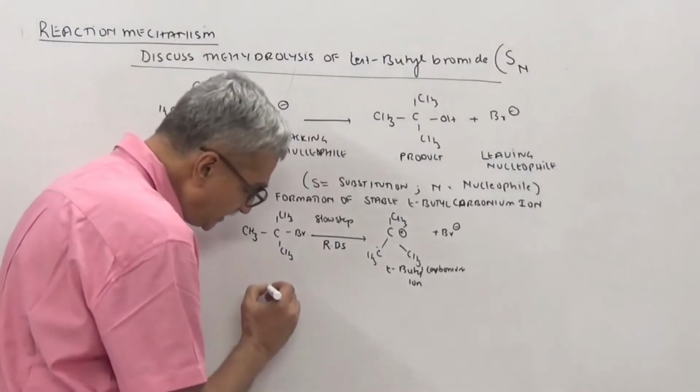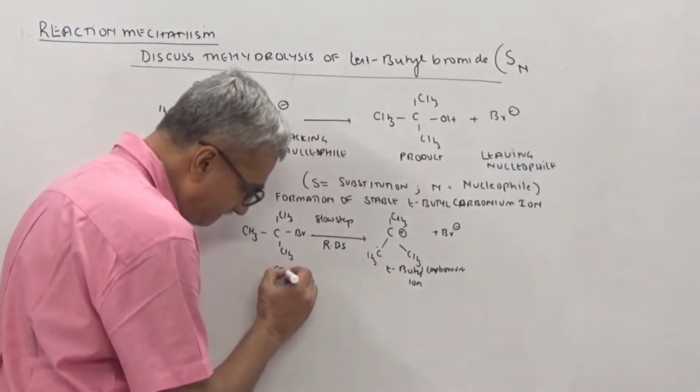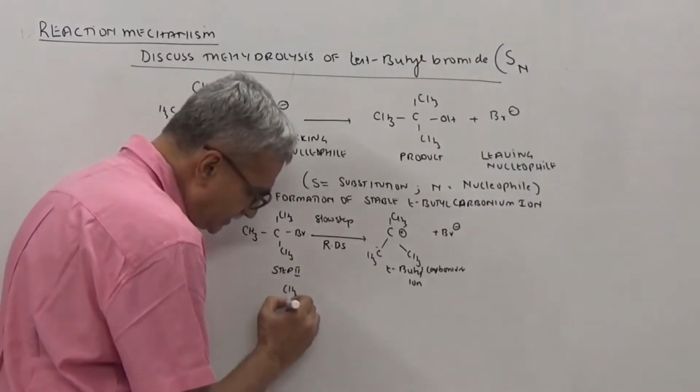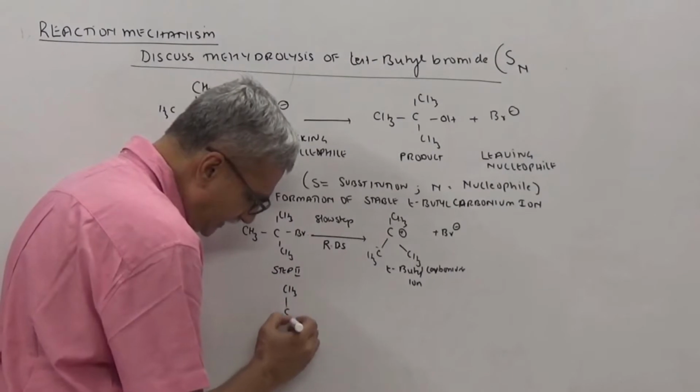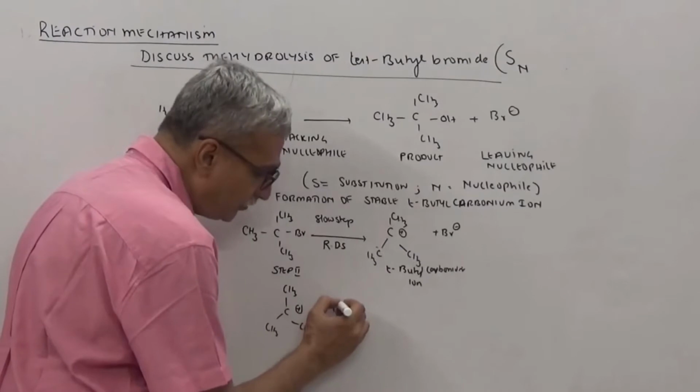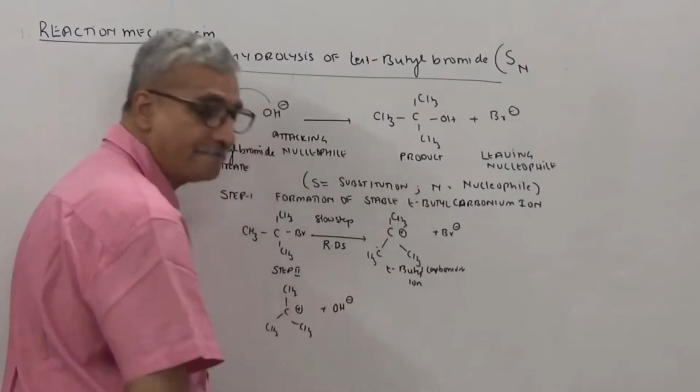Now this tertiary butyl, step 2. What happens? This tertiary butyl carbonium ion immediately reacts with the OH minus ion.